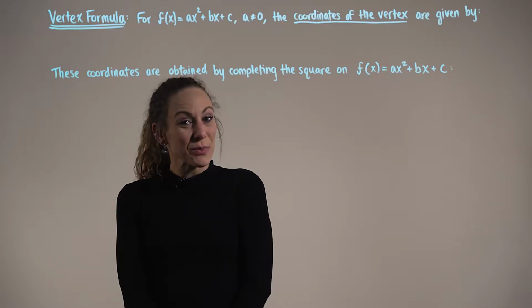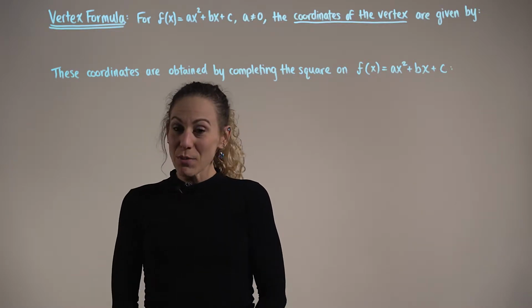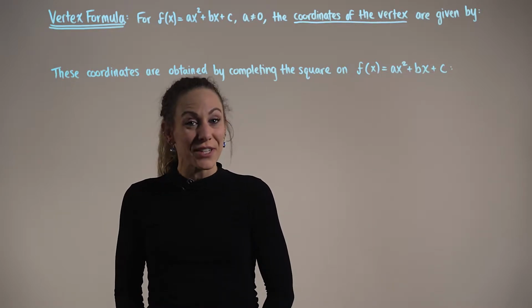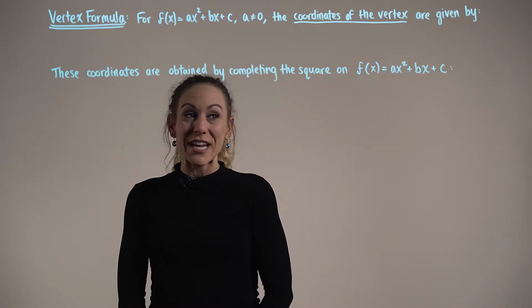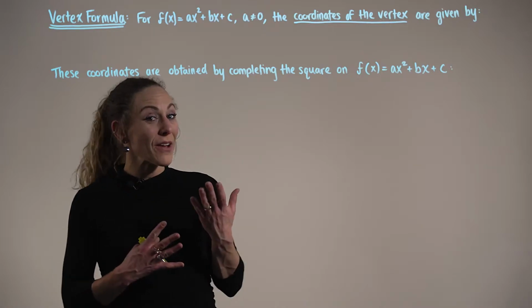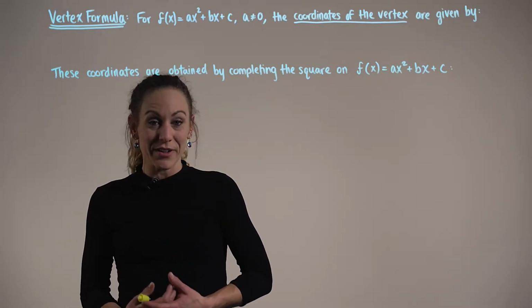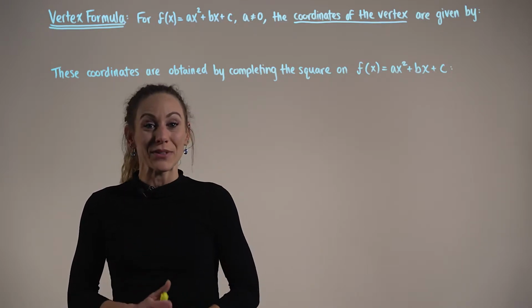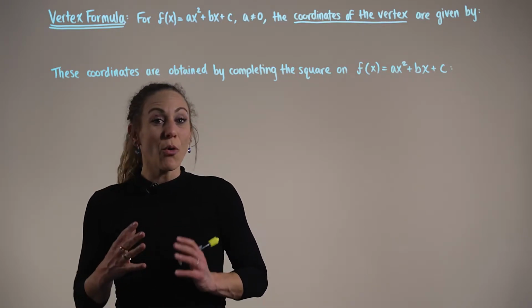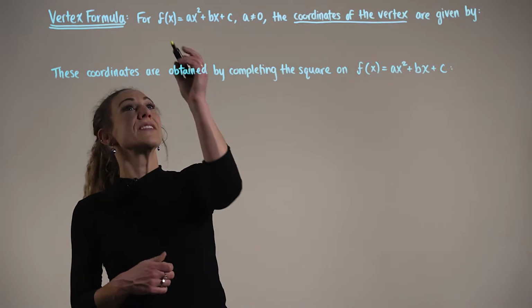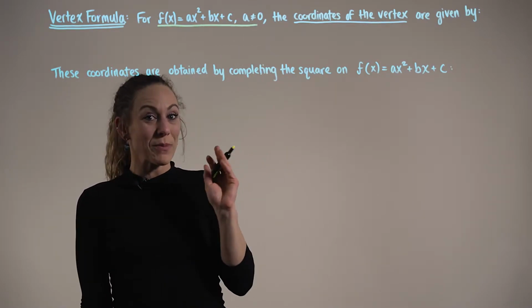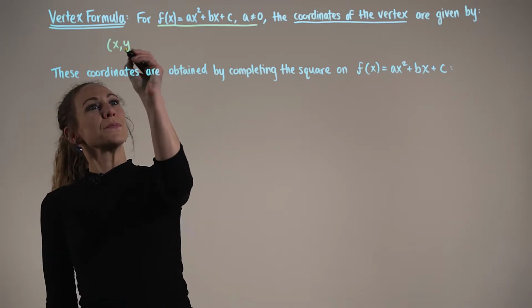So now that we have explored the vertex form of a quadratic function, we are ready to establish the vertex formula for a quadratic function in standard form, or f of x is equal to ax squared plus bx plus c, where of course a cannot be equal to 0. So the coordinates of the vertex for a function in standard form is defined as follows.